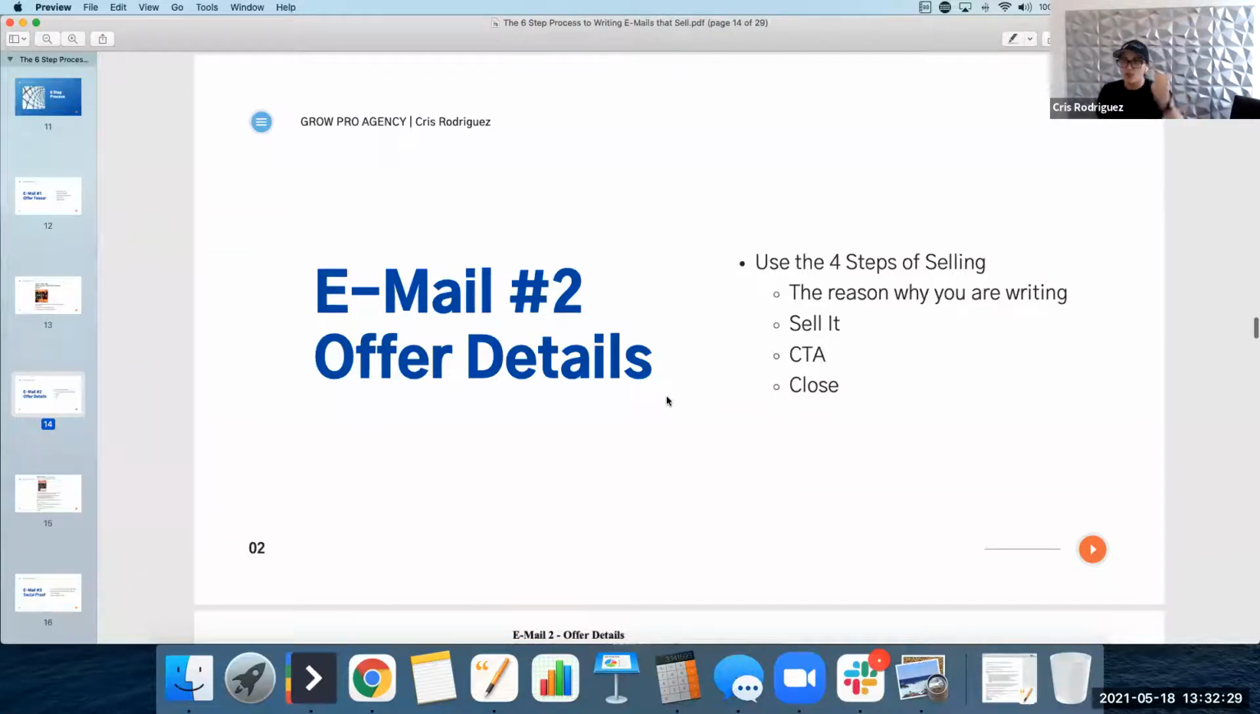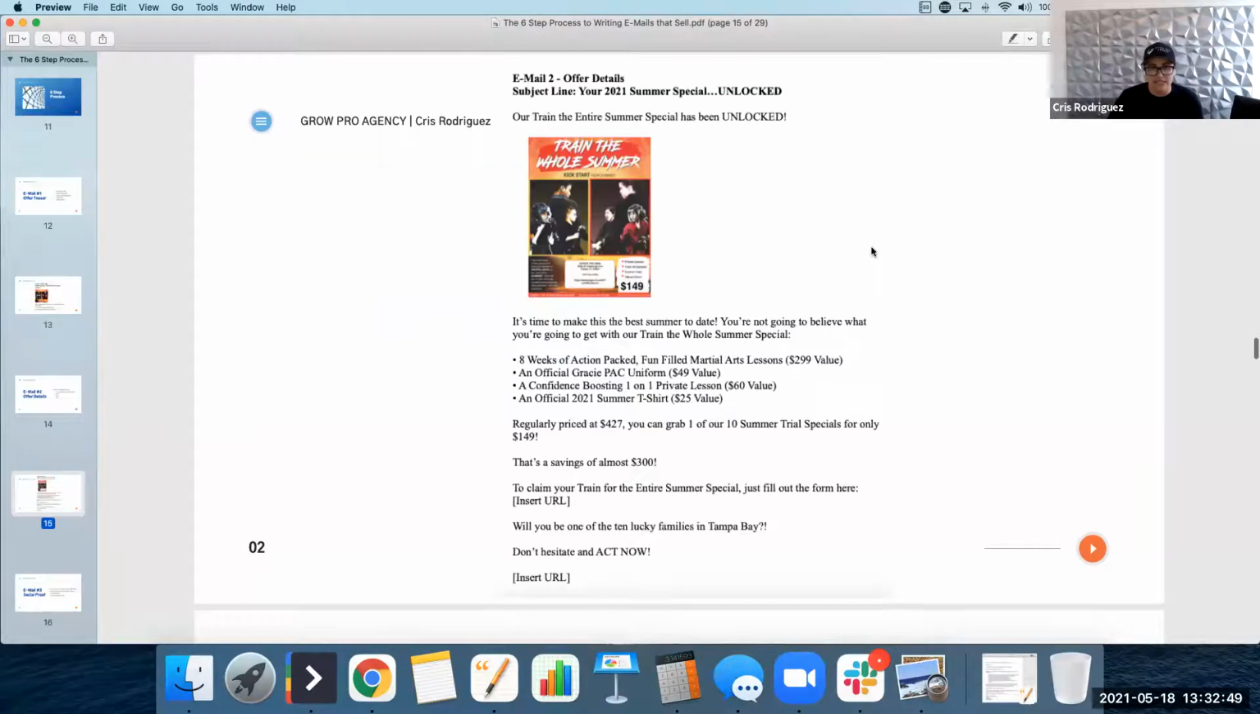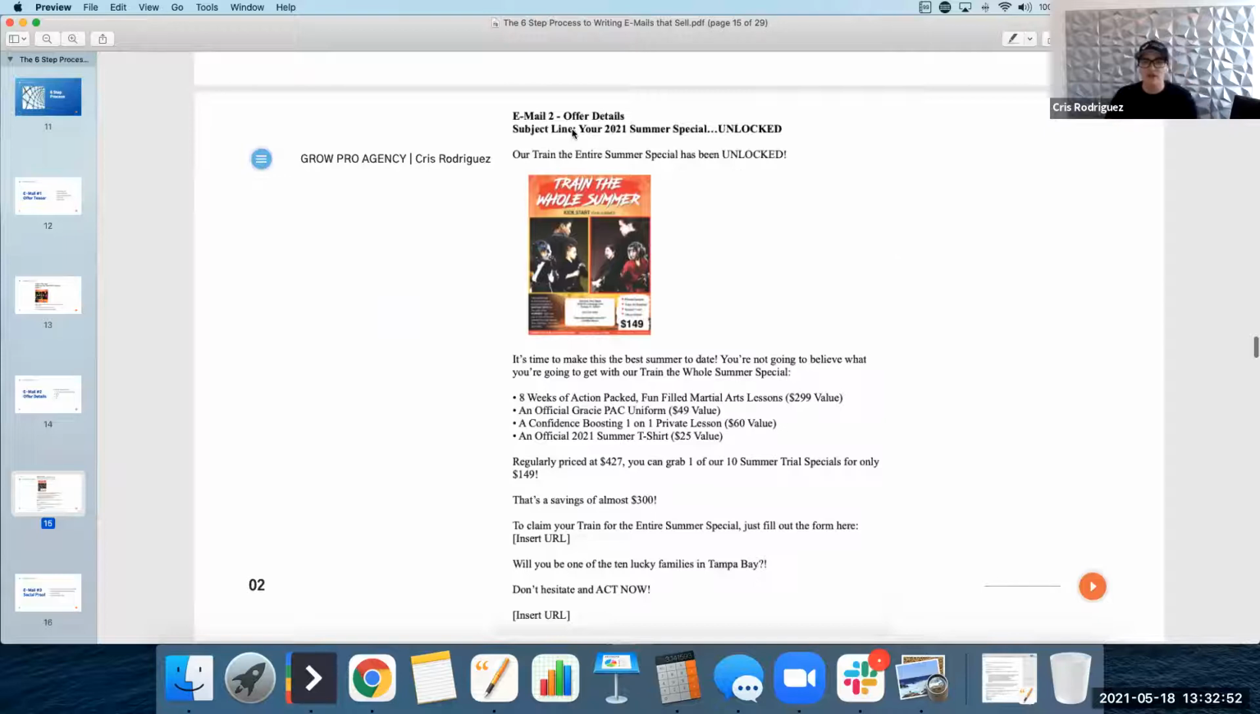So is it going to be reply? Is it going to be click the link and fill out the form? What's that call to action going to be? Okay. And then I ultimately want to close it. That's the ultimate goal of sending this email. Okay. So I like using this framework to even help me when I'm writing email number 2, which is the offer details. Okay. Subject line, your 2021 summer special unlocked. All right. So it's officially unlocked because this is the date that it's going to start.